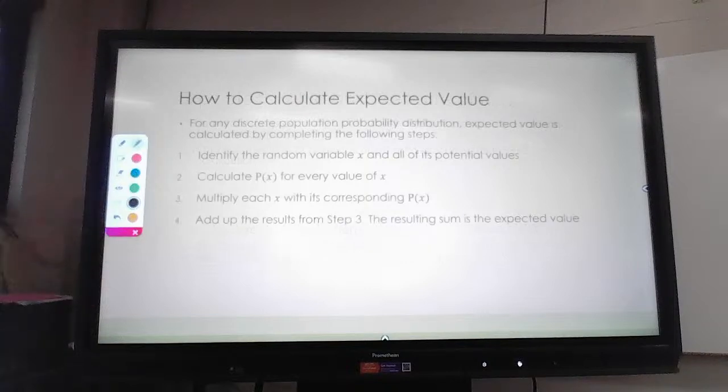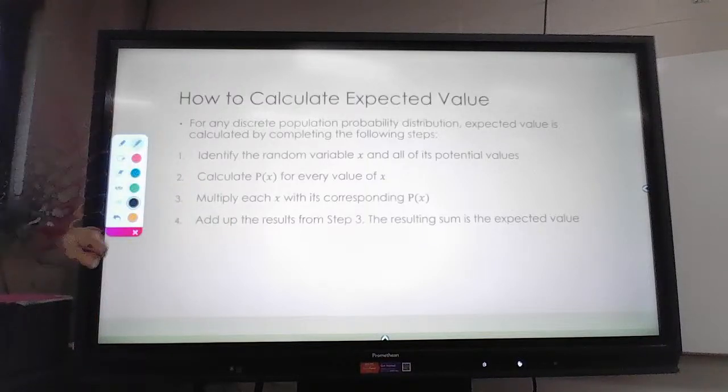But now let's talk about how to calculate that. So calculating the mean, calculating the expected value is very simple. First, you have to identify the random variable and all its potential values. Then you need to find the probability for each value of x. Remember, that's relative frequency. We just talked about that.